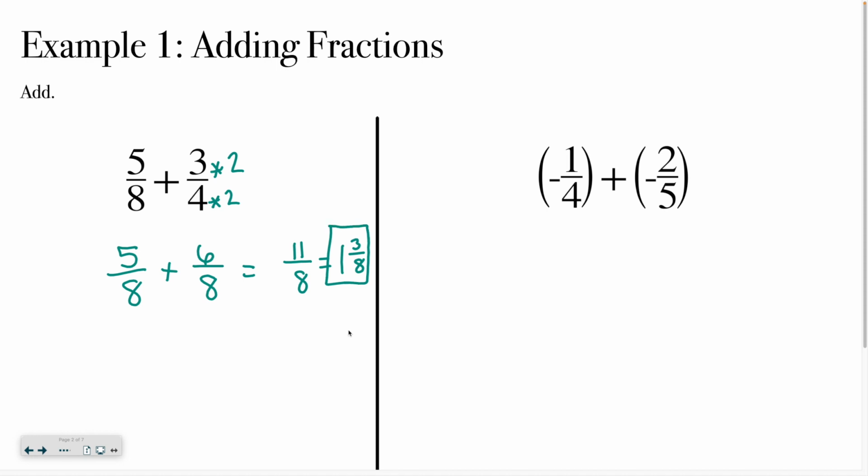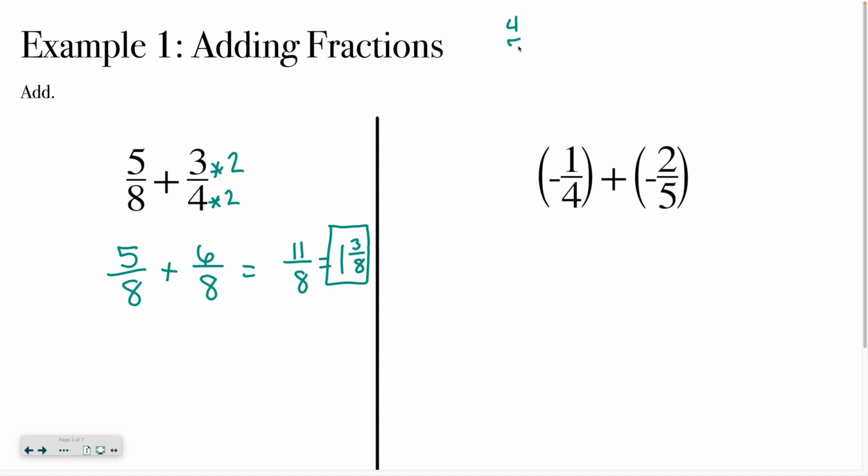All right, let's look at this second problem. I have -1/4 plus -2/5. Neither of my numbers on the bottom match, and so that means I'm going to have to multiply again. But the problem here is I can't multiply 4 by any number and end up at 5. So what I have to think of instead is, what number do both 4 and 5 go into?